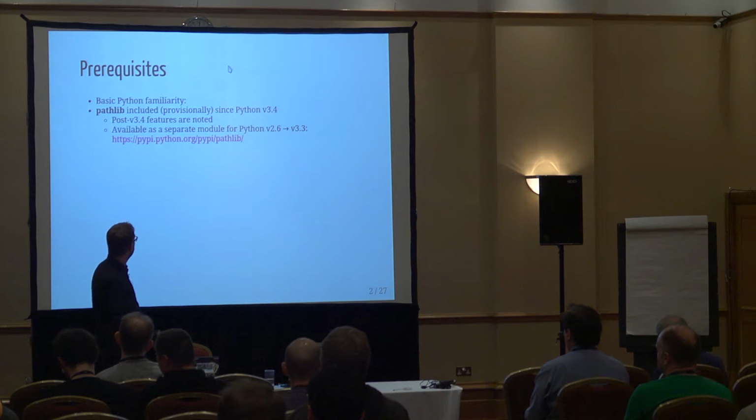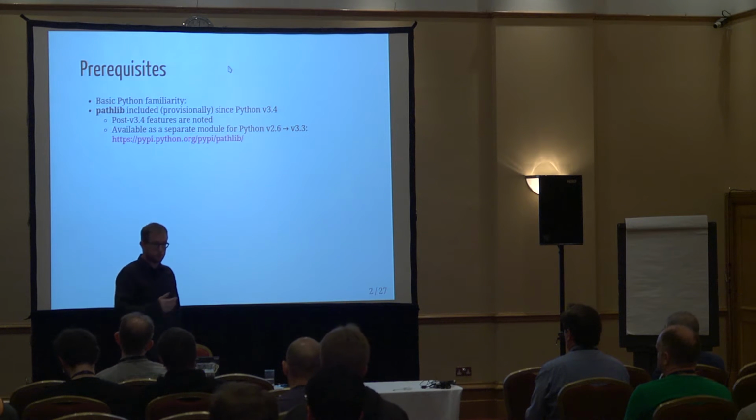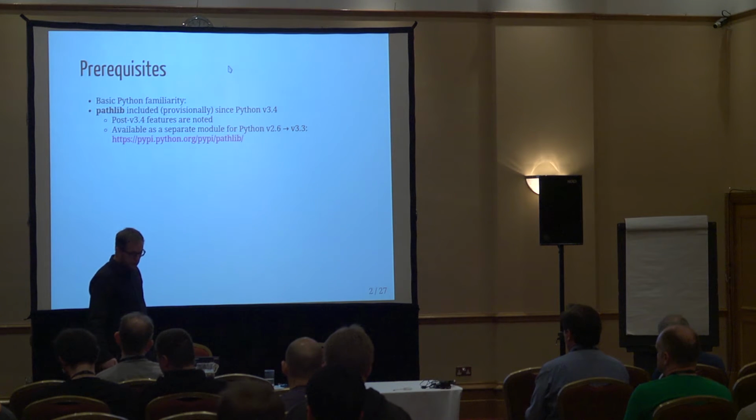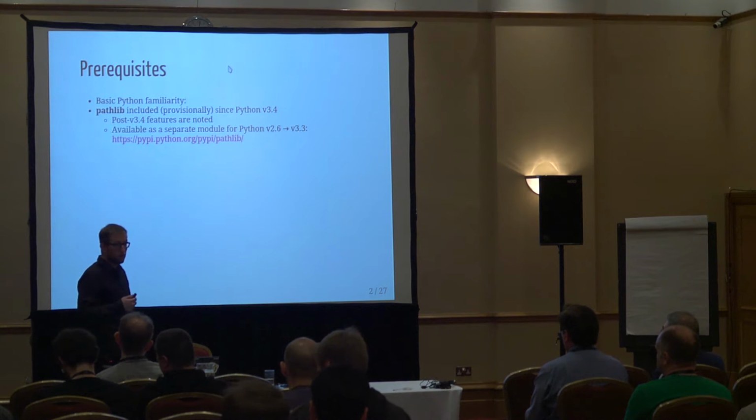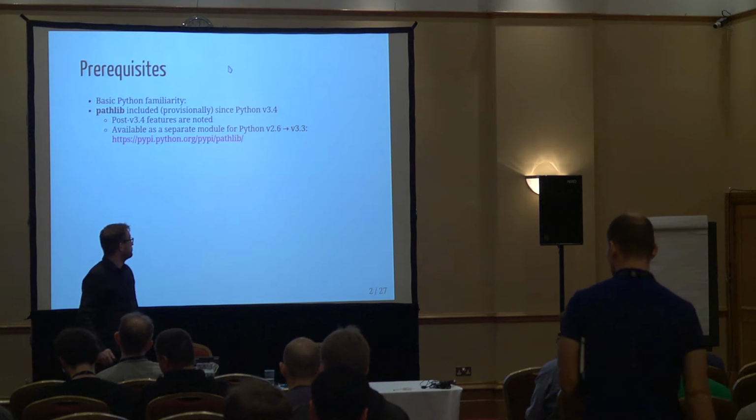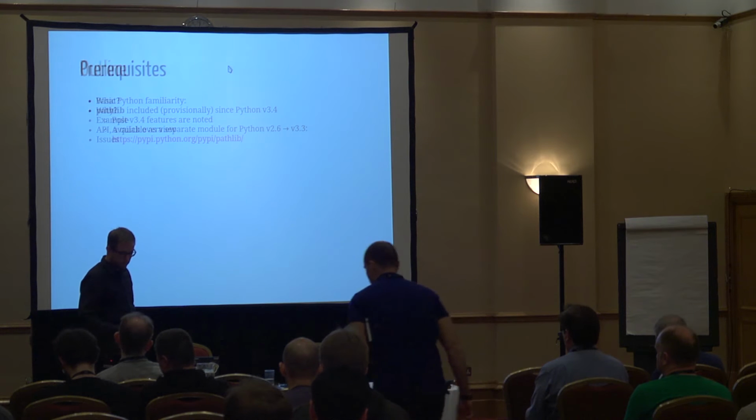Where things have been added post version 3.4, I will note so in my slides, but otherwise this is all available in 3.4. If you're not so fortunate as to be working with Python 3.4, there is a separate standalone pathlib module that you can basically download using pip or easy_install for Python version 2.6 through 3.3.